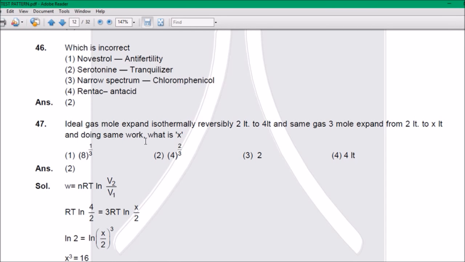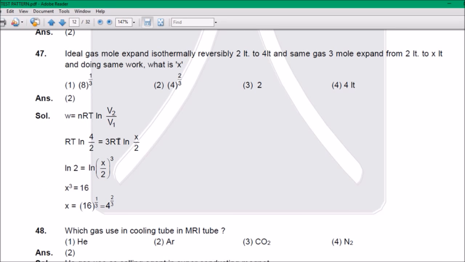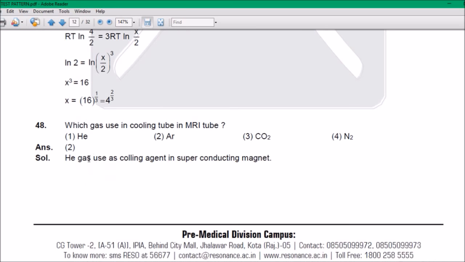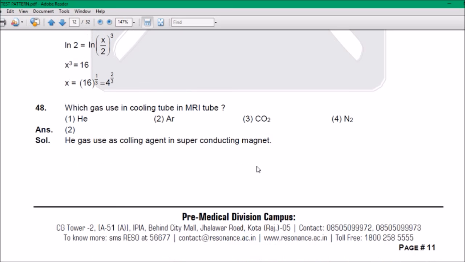It's from the intermediate ideal gas chapter question. 4 raised to the power 2 by 3. X is equal to... Which gas is used in cooling tube in MRI tube? The answer is 2. Air. Okay. He gas is used as cooling agent in superconducting magnet. Okay.